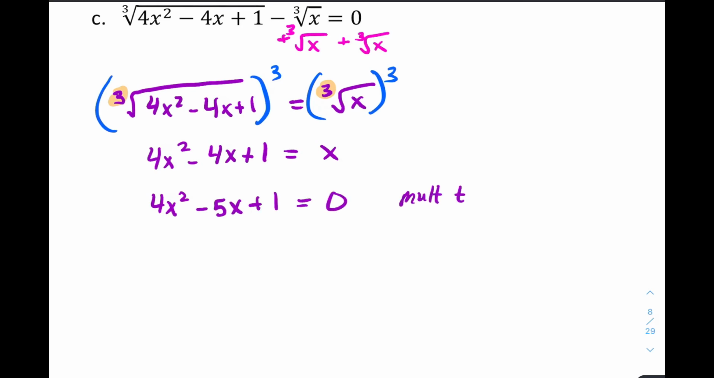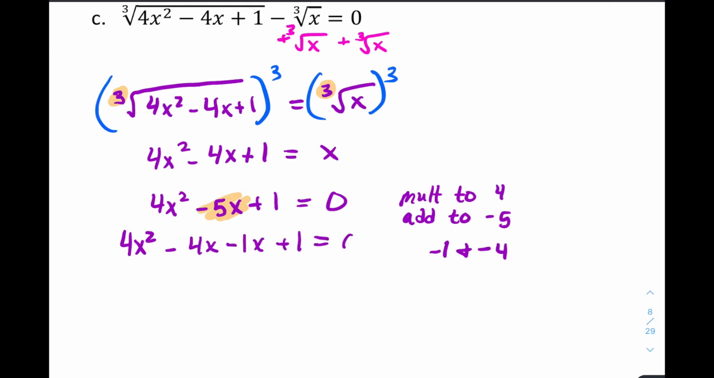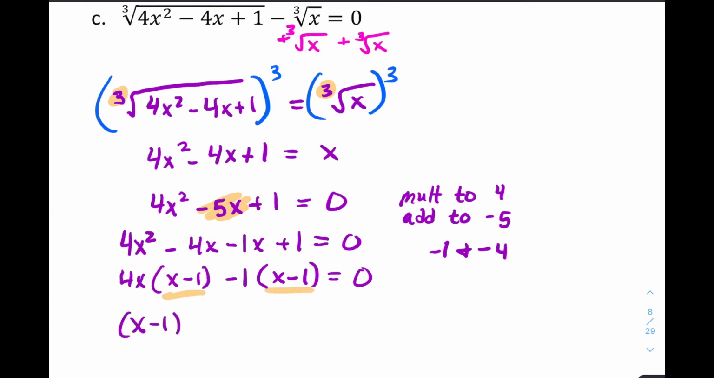Oh, factoring. This one would be a little bit messier. I'm going to factor by grouping, so I'm going to find the two numbers that multiply to 4 times 1 and add up to my middle term of negative 5. Negative 1 and negative 4 will do it. So I'm going to rewrite that middle term. And then I can factor out a 4x for my first two terms and a negative 1 for my second two terms, which means they share a factor of x minus 1, and then that leaves me with 4x minus 1.